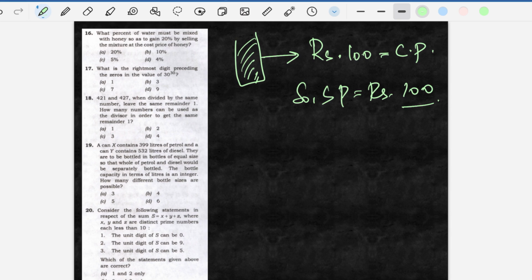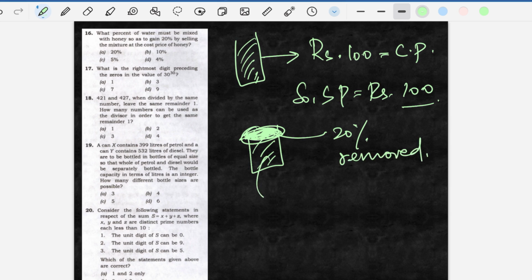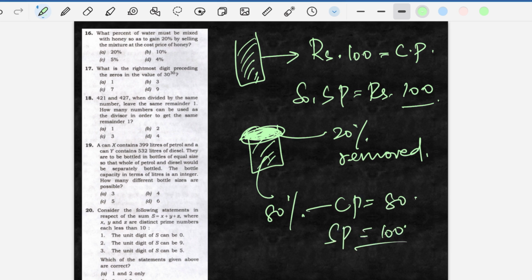For the same quantum, remove 20% of honey from that. Now you have 80% of whatever honey you have purchased, and 80% of honey is costing you only 80 rupees, but you are selling it at 100 rupees, so there is a 20 rupees profit. So if you have 80% honey, you need to dilute it with 20%. The rest should be diluted as water, right? That's all. It's simple. 20% is the correct answer.